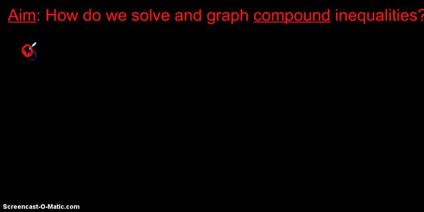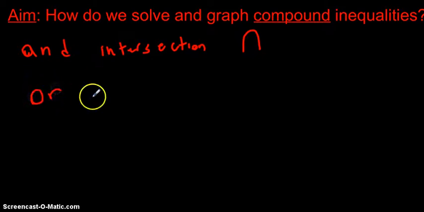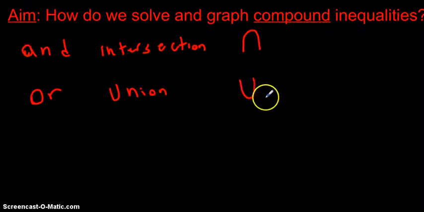and sometimes known as intersection, which is usually represented by this symbol. It looks like a giant N. Let me just use the symbol and erase these. Alright, so that's intersection. The other one is OR. Or is sometimes known as union, which is represented by a large U.